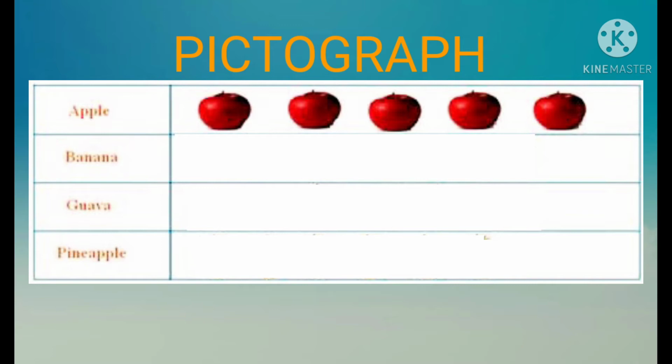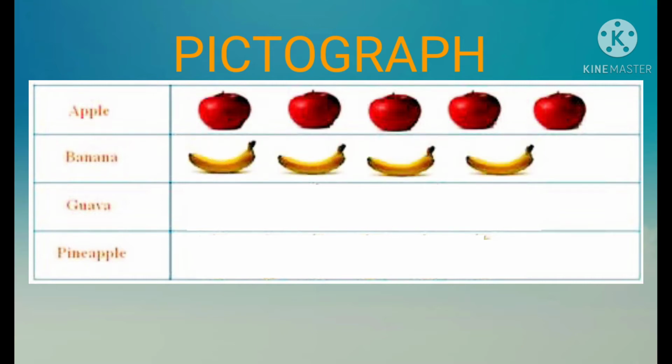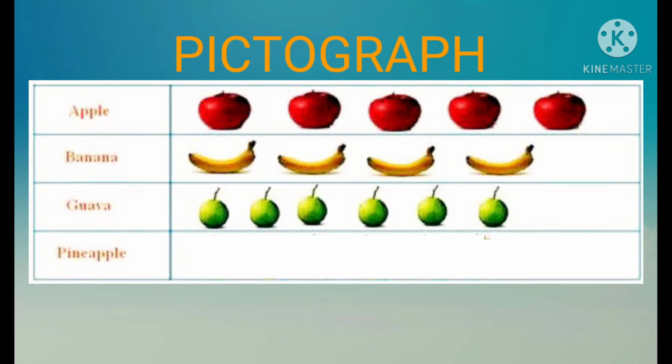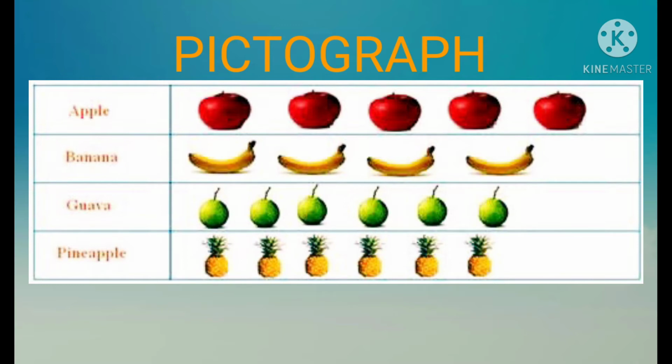Next, number of bananas. How many bananas are there? 4, isn't it? So we can represent the bananas also. Now let us represent the guavas. How many guavas are there? 6. So let us represent the guavas as shown. Next, let us represent the pineapple using the picture of pineapples. Okay, children? So we have made a pictograph for the given data.